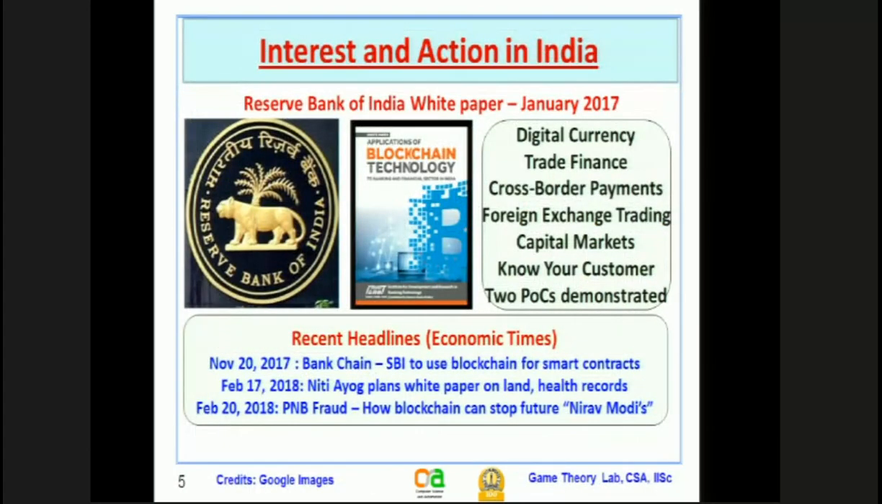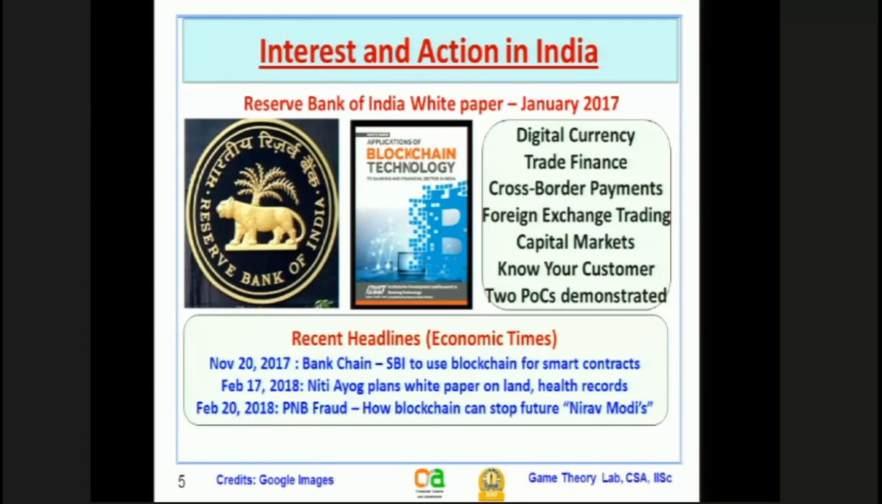Now, there is a lot of interest and action in India at the present time. There was a white paper released by the Reserve Bank of India in January 2017, and these were the kind of transactions that the Reserve Bank of India stated can benefit from blockchain technology.